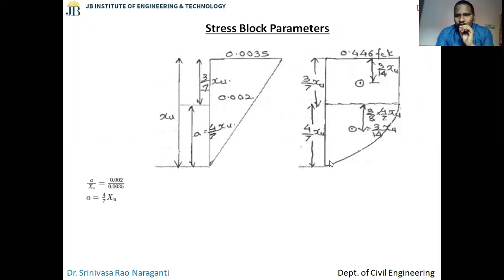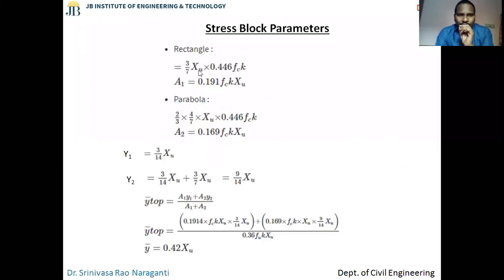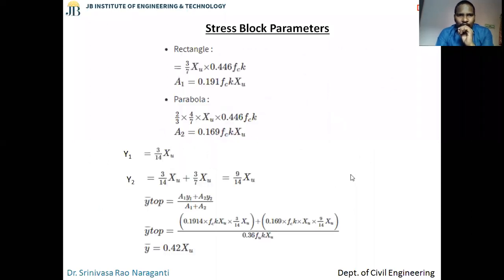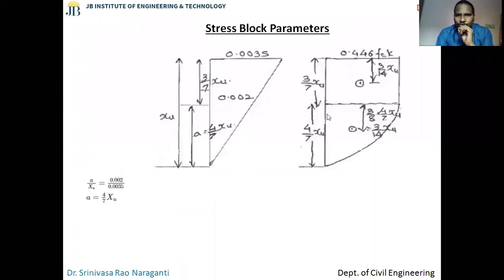Now I'll find out the values. For the rectangle, the area is base into height. Then for the parabola, the area is 2/3 times base into height. This is the area of the parabola. This is 2 by 3 into the base, which is 3 by 7 Xu, into this whole value, which is 0.45 fck.